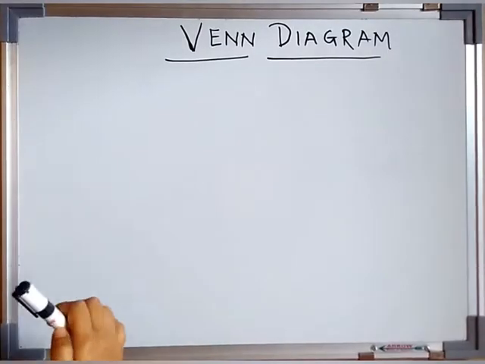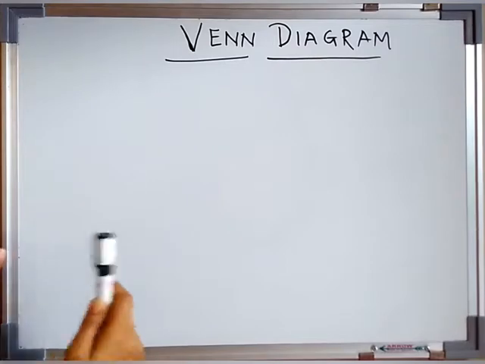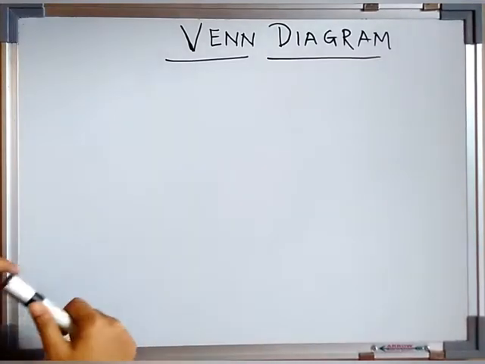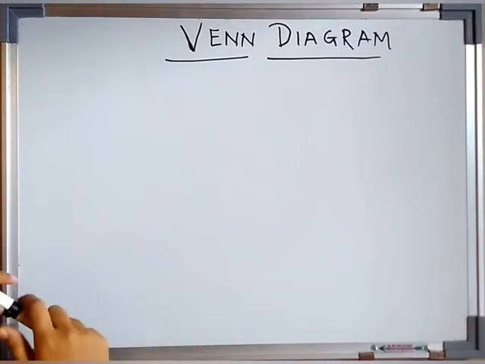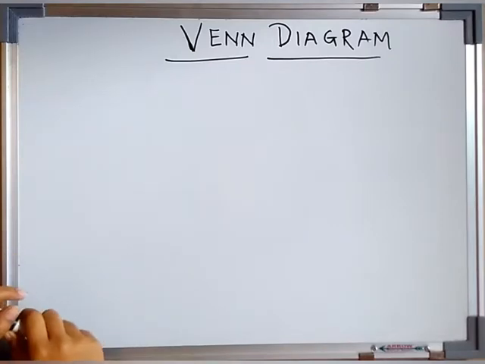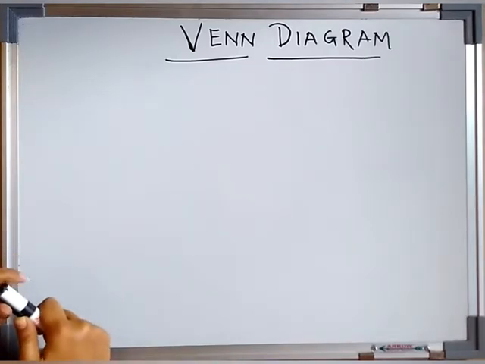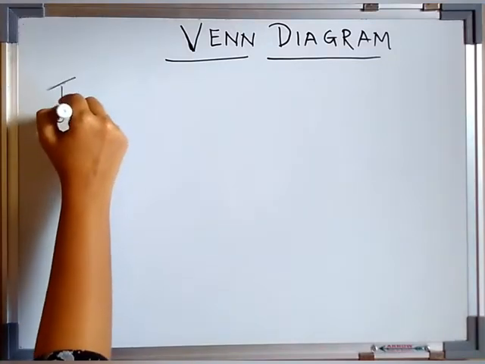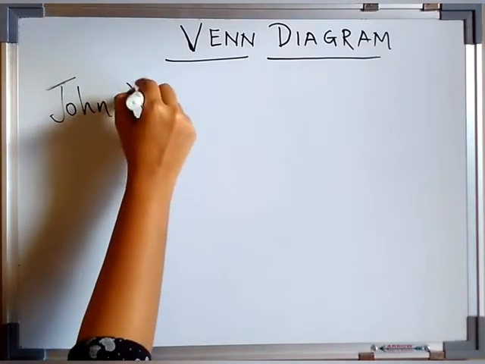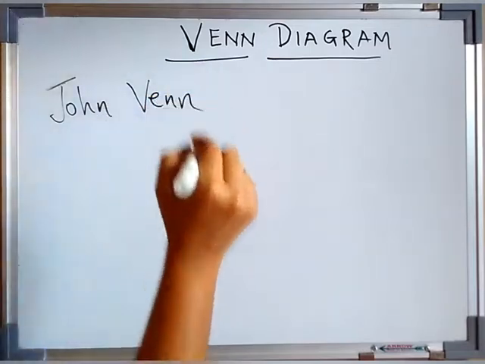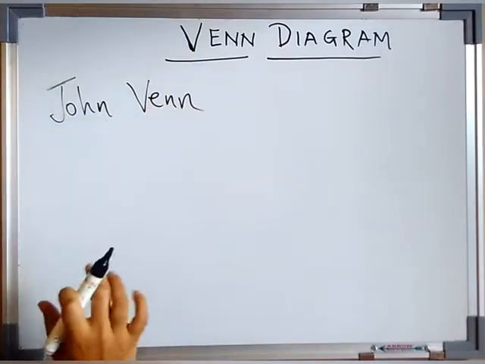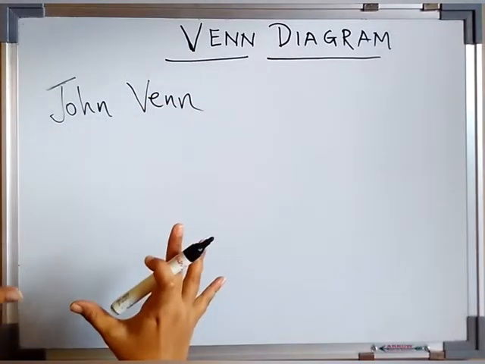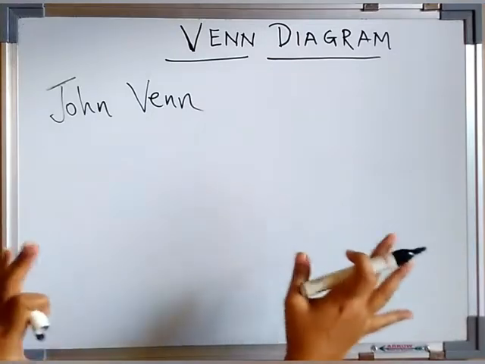In this video, we will learn a very simple but important concept in set theory, that is Venn diagrams. Actually, Venn diagram is named after the mathematician John Venn. He started using closed figures to represent a set.